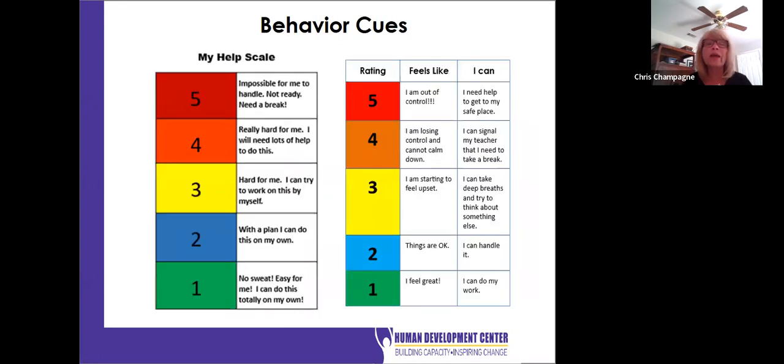You can see the one on the left, I actually got the right colors. This is, again, a help scale. We talked about being able to ask for help as a critical communication skill. And so this would be something that you could post in near their homework. If you're a parent, you could post it in the classroom.